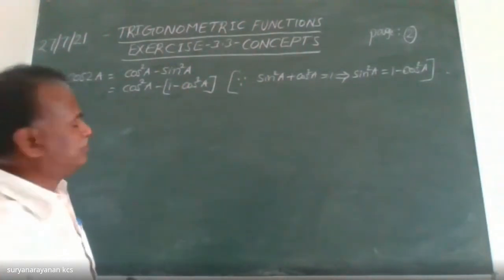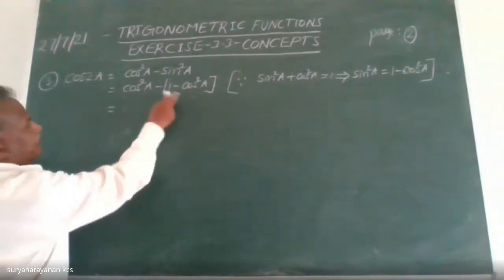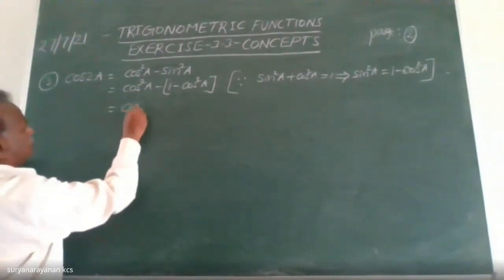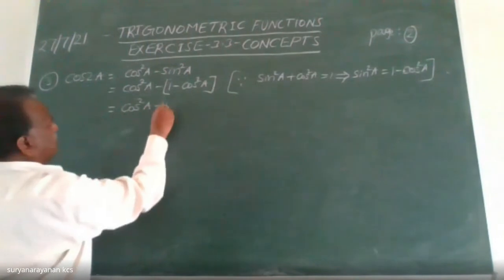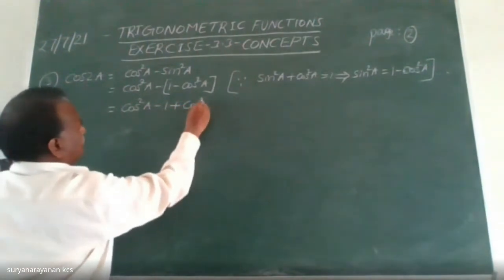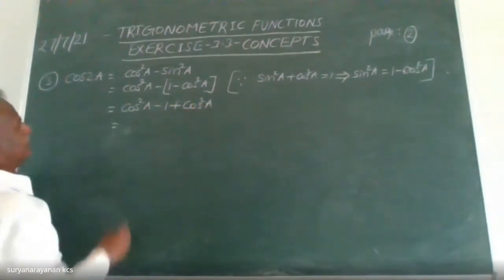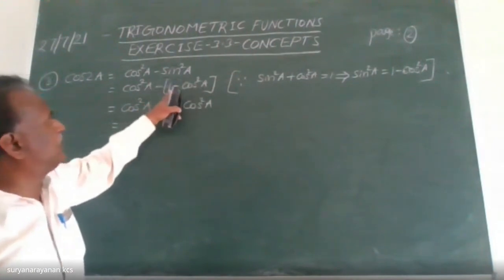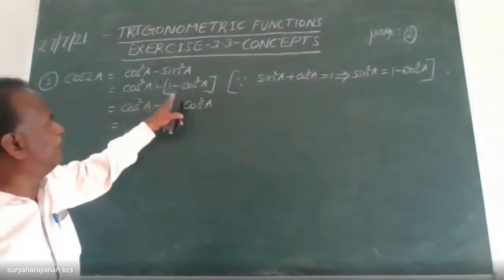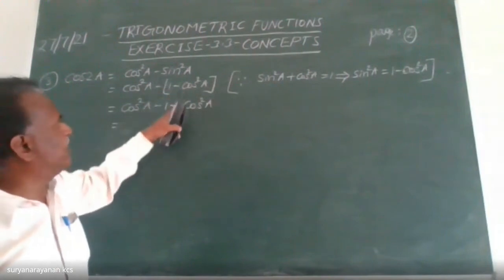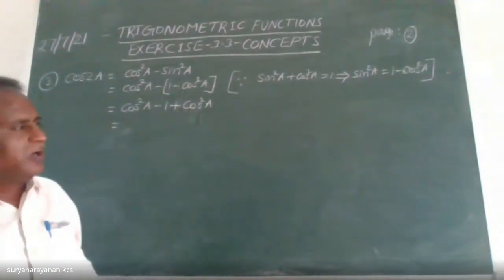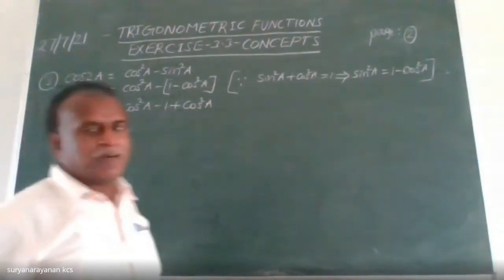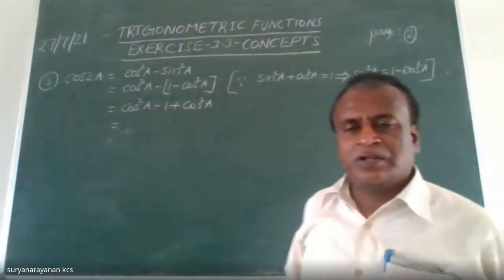Okay, my dear children. Now let us simplify these terms. Cos square a minus 1 plus cos square a. We multiply these two terms by minus 1. Then we get minus 1 minus of minus plus cos square a. Now, can you tell me by simplifying the terms?